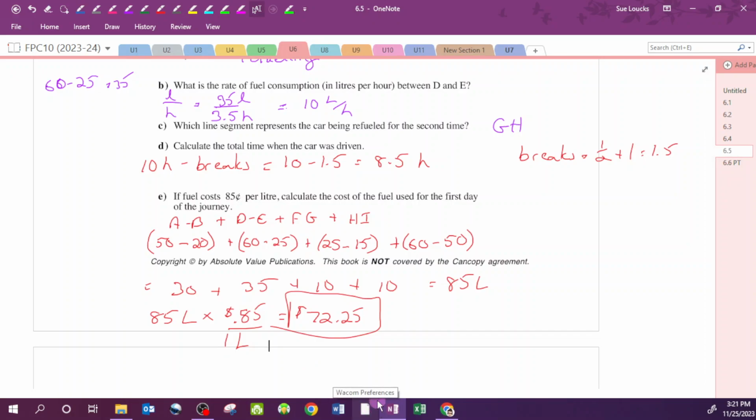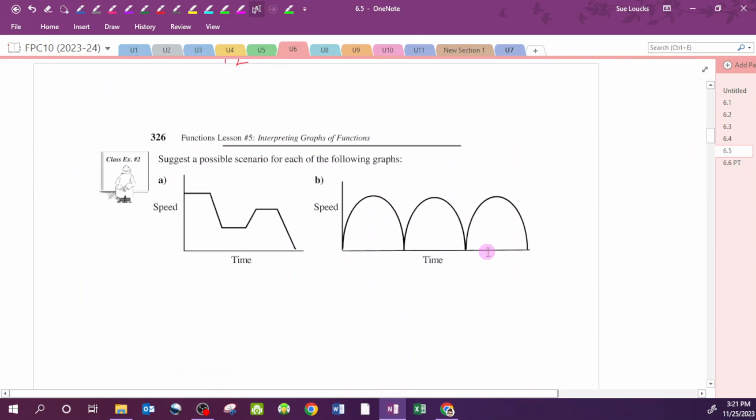Okay, there you go. That's that first page. Okay, next page. Suggest a possible scenario for each of the following graphs.